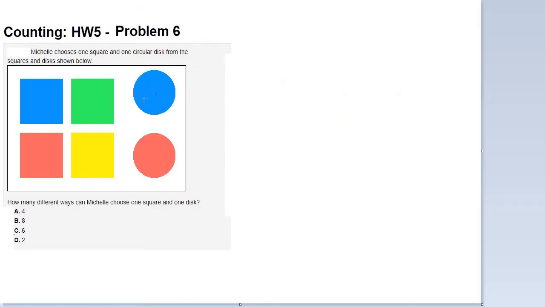Problem number 6. Michelle chooses one square and one circular disc from the squares and discs shown below. How many different ways can Michelle choose one square and one disc? This is a similar question to the one we did in problem number 5. We have 4 options for squares times 2 options for discs, which is 4 times 2 is 8.